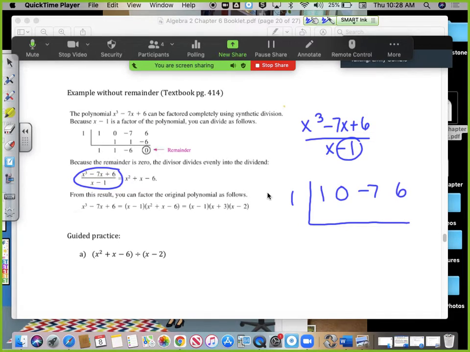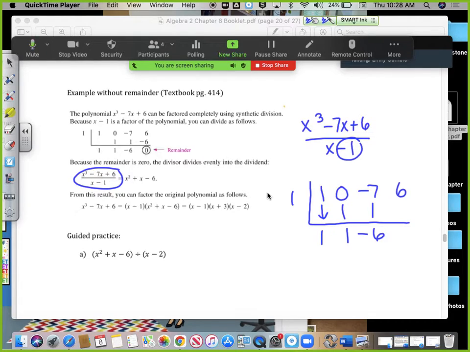And then here's how the algorithm works. You write this first number down here, you just draw the arrow down, you write it down, and then you start the multiplication and addition process. 1 times 1 is 1, so you put a 1 here. Then you add 0 plus 1 is 1. Now you start with this 1 and this 1. 1 times 1 is again 1. And you add negative 7 plus 1, that's negative 6.